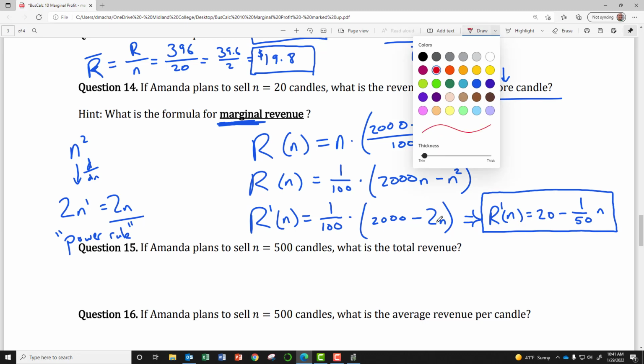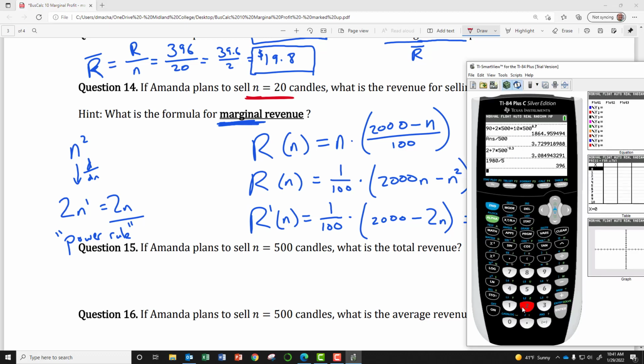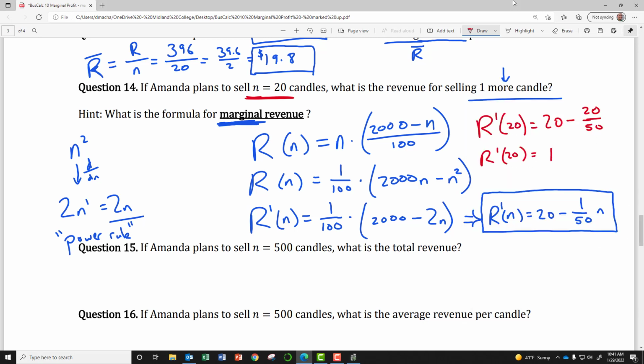And our question was asking what was the marginal revenue when n is equal to 20 candles. So let's calculate r prime of 20. So it'd be 20 minus 20 divided by 50. Let me just put this in the calculator real quick. So 20 minus 2/5. That looks like it's going to be 19.6.